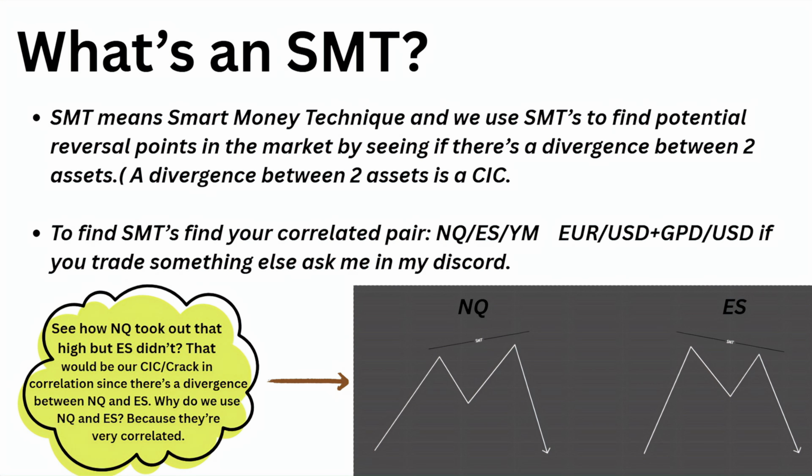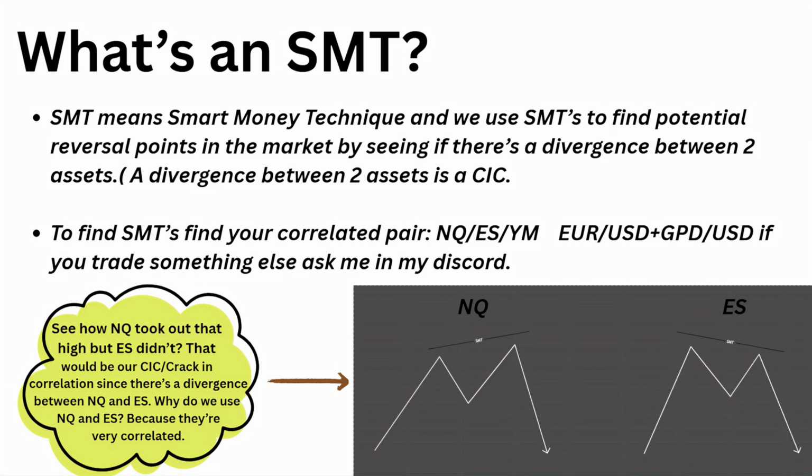find your correlated pair first. If you're trading NQ, you can use ES and YM. If you're trading Euro/USD, you can use Great British Pound and USD. If you trade something else, feel free to ask me. I can 100% help you out with that in my Discord.